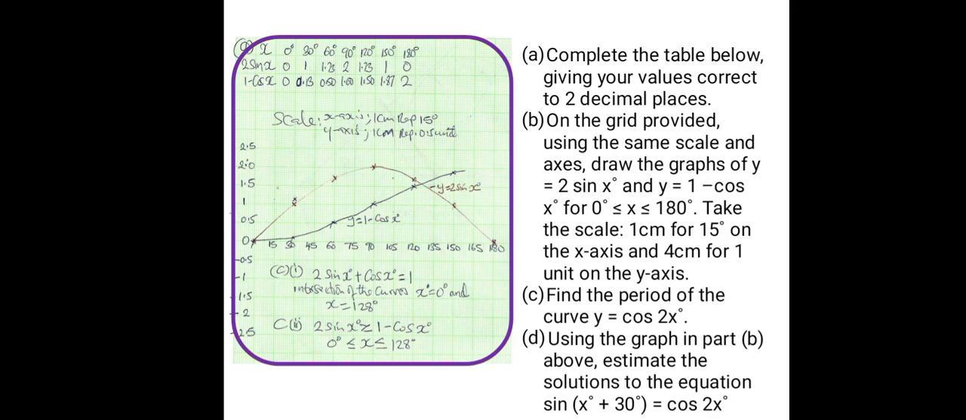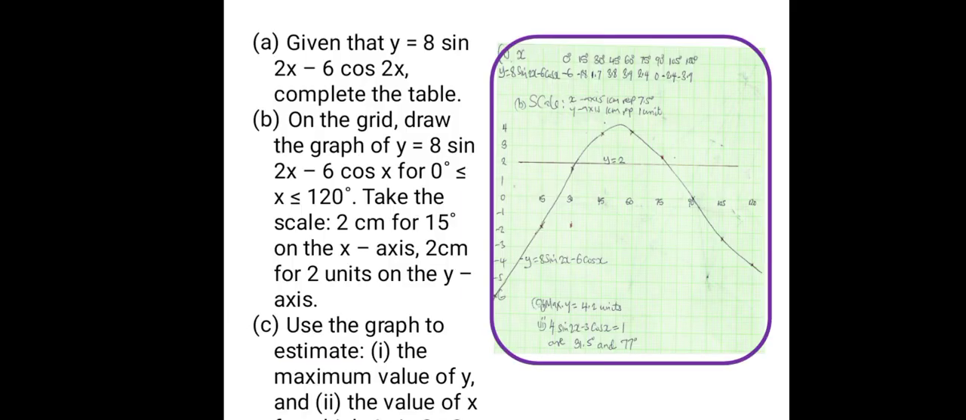Find the period of the curve y = 2 cos x degrees. Using the graph in part B above, estimate the solution to the equation sin(x + 30) degrees = cos 2x degrees.